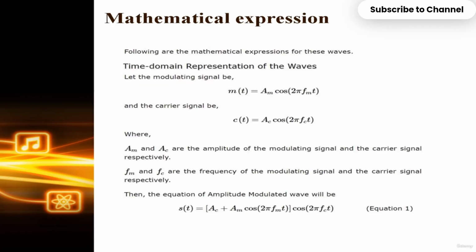Next are the mathematical expressions. The message signal is denoted as m(t), which is given with the cosine formula, Am cos(2π fm t), and the carrier signal formula is given as c(t) = Ac cos(2π fc t). When we combine the Am and Ac signals, the amplitude modulated signal is given as the final s(t). Right? That is the signal which we got.